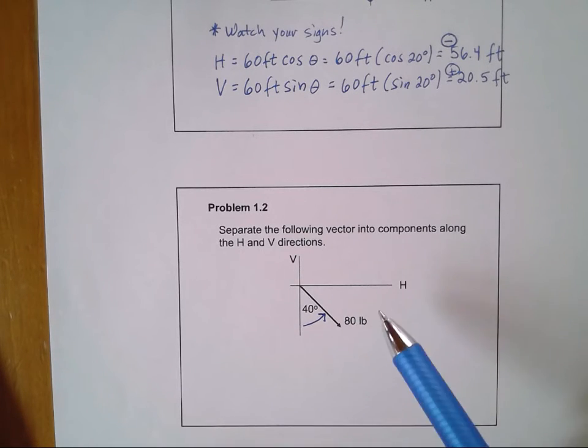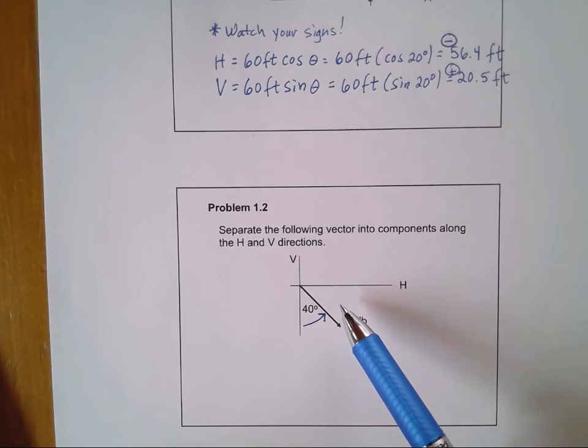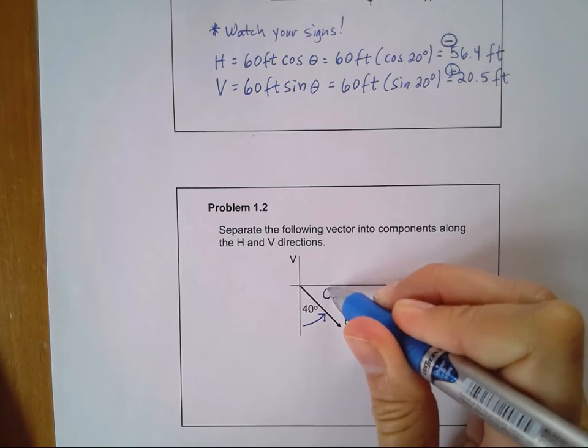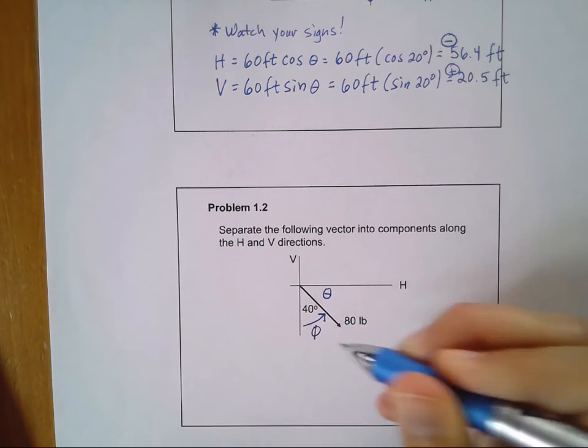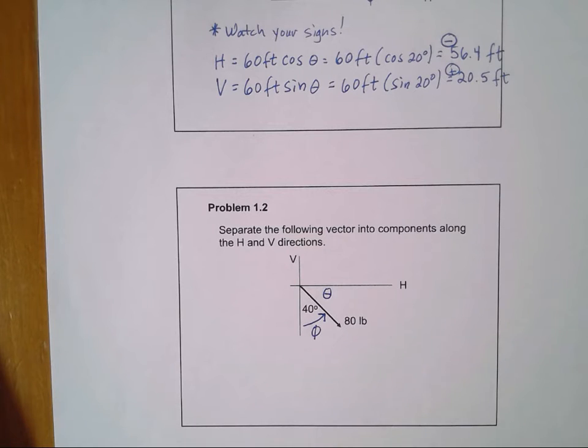Oftentimes, when we have our angle off the horizontal component, we call that angle theta. And when we have our angle off the vertical component, we call that angle phi. So this time we're being given phi and not theta. And that's going to change things a little bit with our cosine and sine. So give that one a shot. Send me your answers in the private Q&A, and I'll respond to you. And then I'll give you a couple minutes, and then we'll go over the solution. Okay, I'll be back in just a minute.